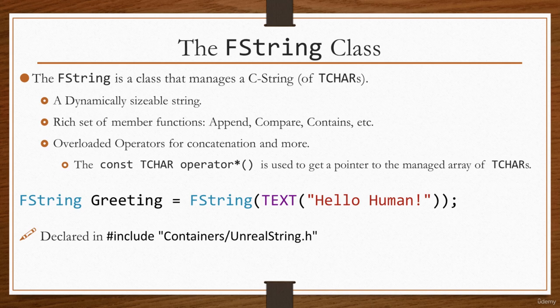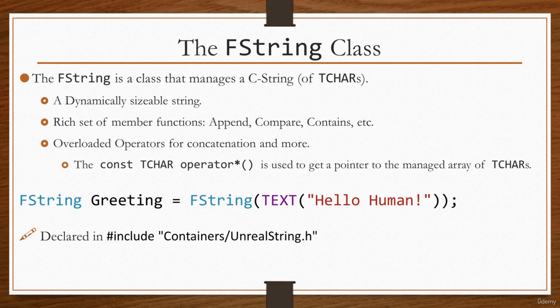Now in the Unreal Engine, we will actually make use of the FString class instead of the standard string. The standard C++ string manages a C string, and in a similar way the FString class manages a C string of TChars. The TChar or type char is used instead of char or wchar_t for characters, because Unreal Engine has to support multiple platforms. And with the TChar type we get native Unicode encoding.